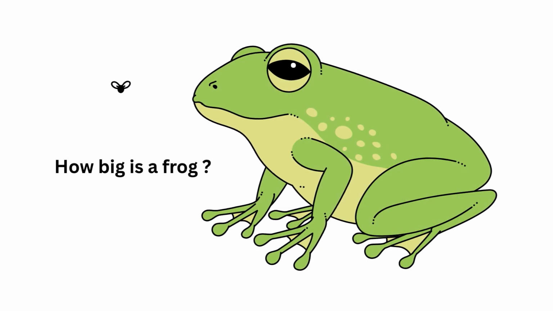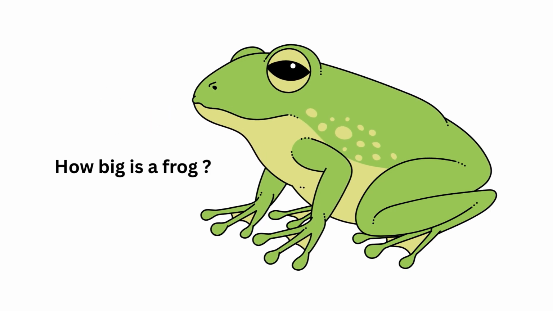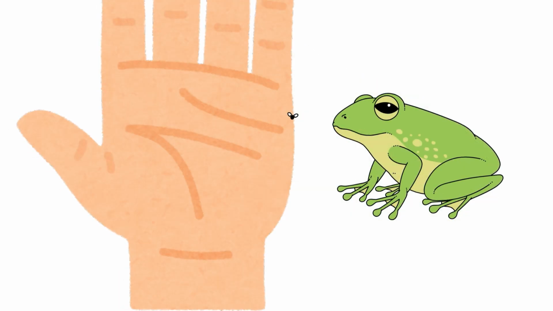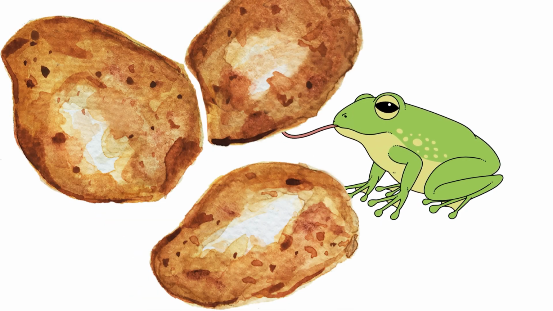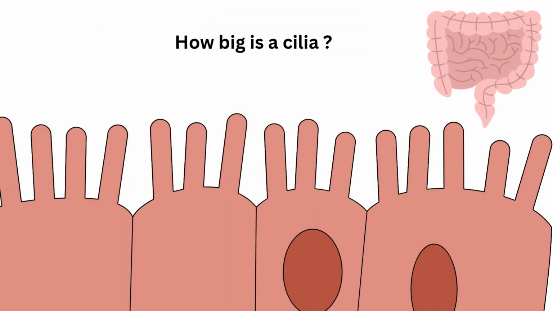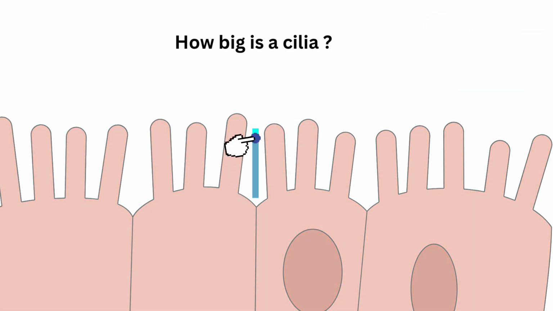If I show you a diagram of a frog and ask you to guess its size, you'll easily think of something like the size of your palm, or maybe about as big as a potato. When we look at objects we see every day, it's easy to imagine their relative size. But when it comes to microscopic structures like the cilia lining the human gut, it's much harder. Just looking at a diagram doesn't help you feel how small they truly are.